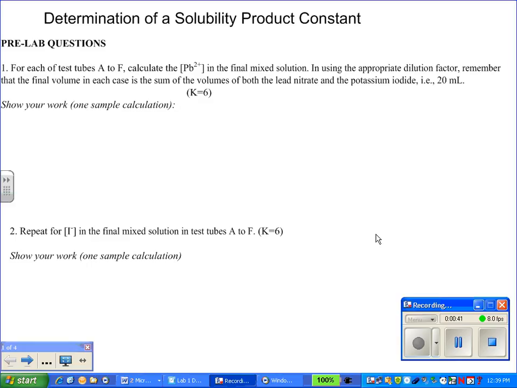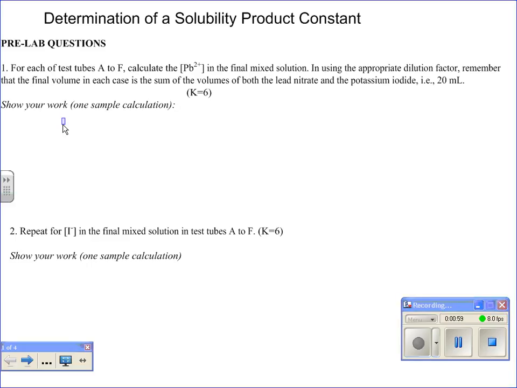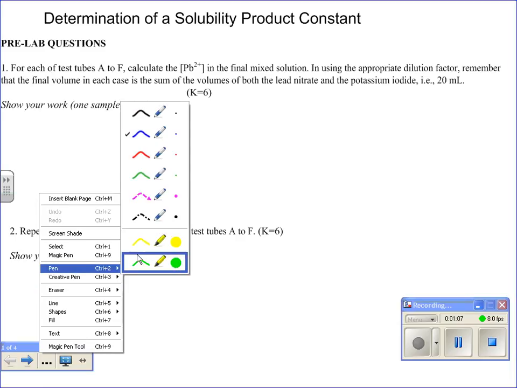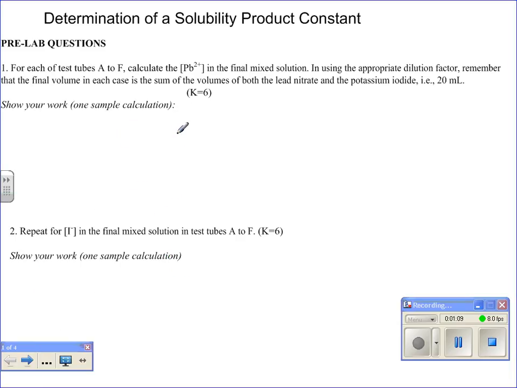In the pre-lab questions, the first question is to determine the concentration of the lead ions in each of the solutions A through F. And as you know, the total volume of each of the test tubes, so we're looking at the concentration in the combined solution, is 20 milliliters. So we're simply looking at a dilution here. So we're going to use the dilution formula to look at the concentration.